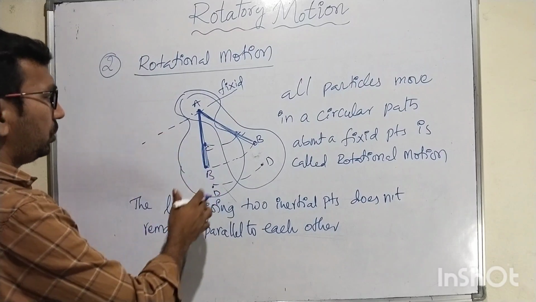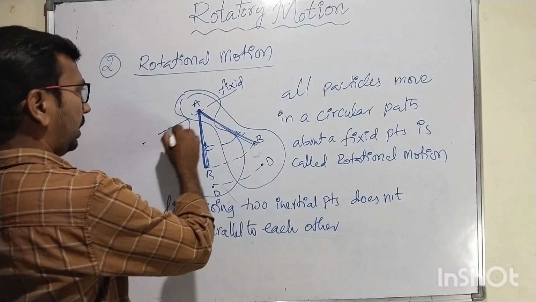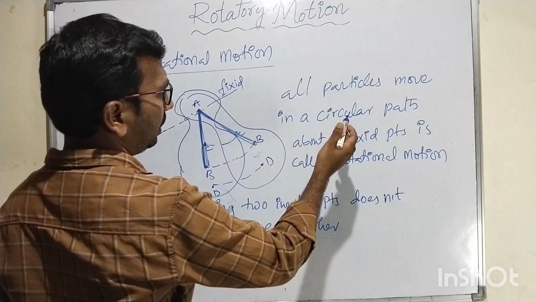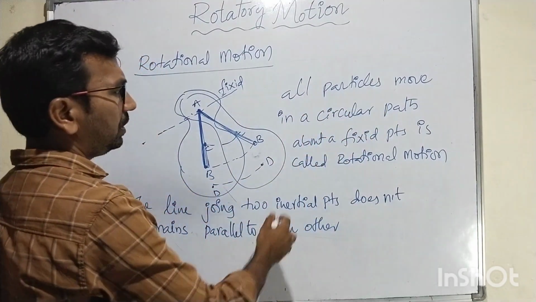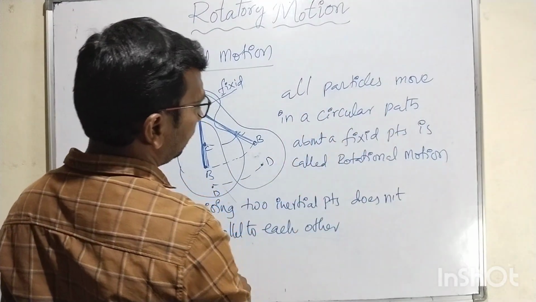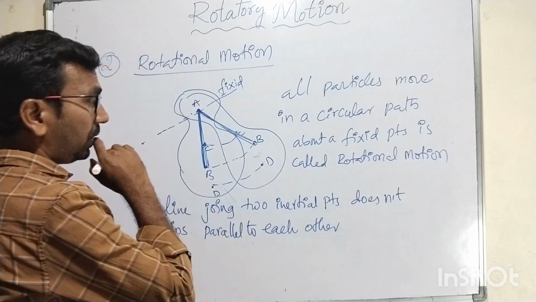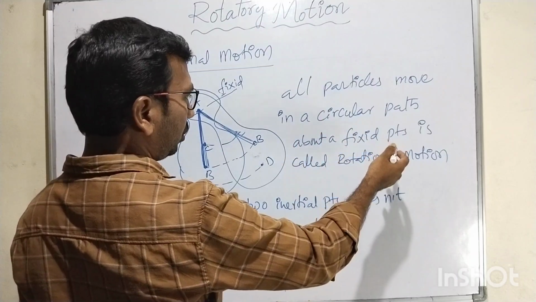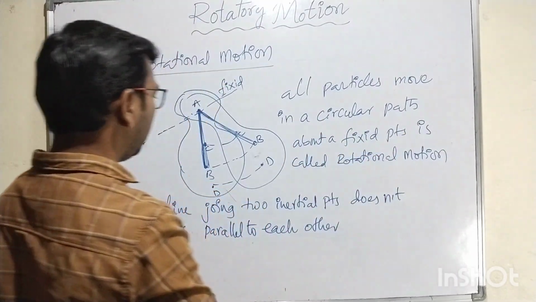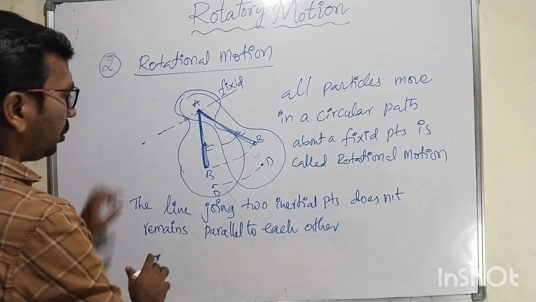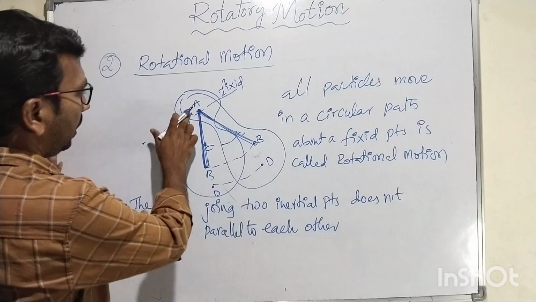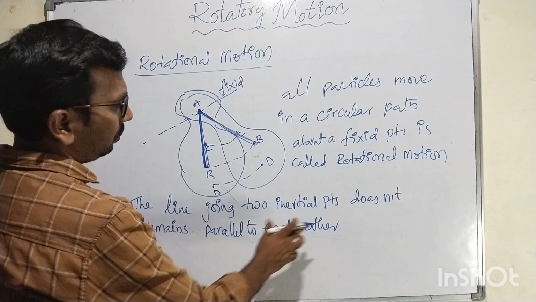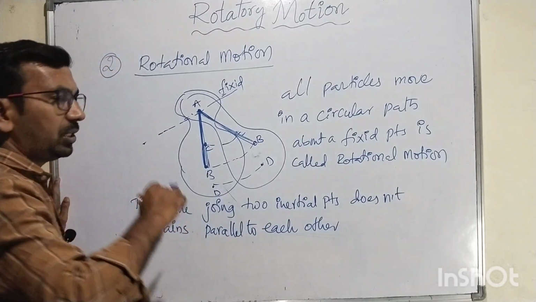So in rotational motion, suppose this A is fixed, all particles move in a circular path about a fixed point. All particles moving in a circular path about a fixed point is called what? Rotational motion. Here the line joining two internal points does not remain parallel to its original position. So this is about rotational motion.